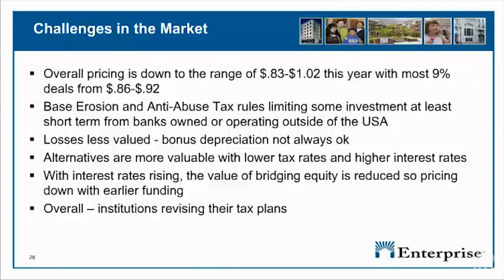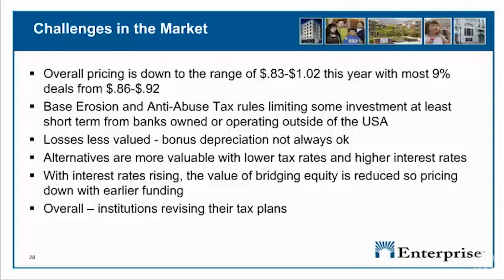But right now, I'm seeing most 9% deals in the range of 86 to 92 cents, from Eastern Washington to Western Maryland in terms of the more rural markets. One factor in the changing demand is the base erosion and anti-abuse tax rules, called BEAT colloquially. That's an issue for some banks that are owned by international companies or that have operations and earnings outside of the United States. There are some additional tax rules that may cause them to be unable to benefit fully from the tax credit. So many banks are sorting out their liability under BEAT.